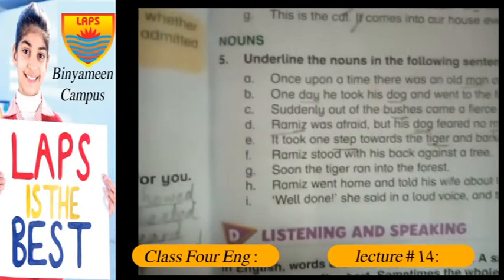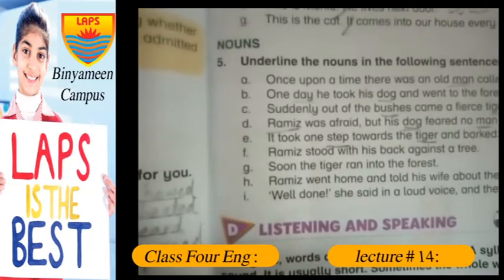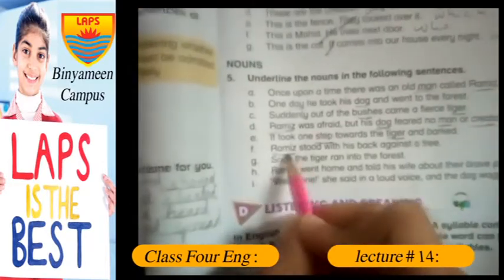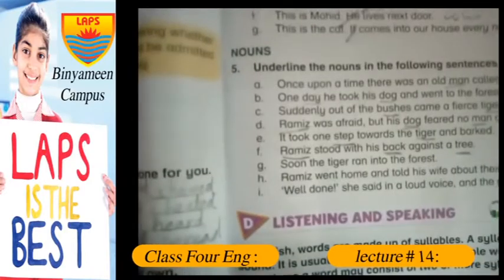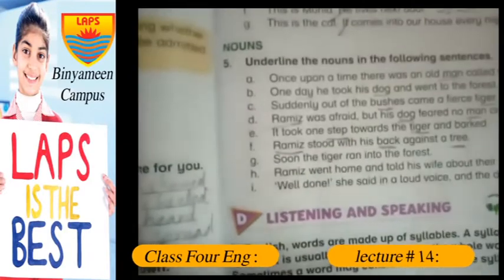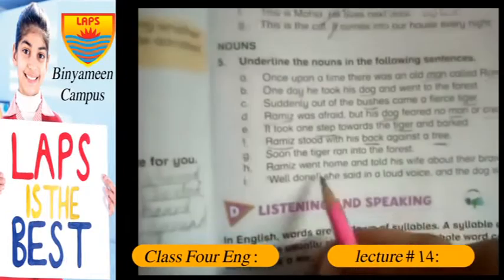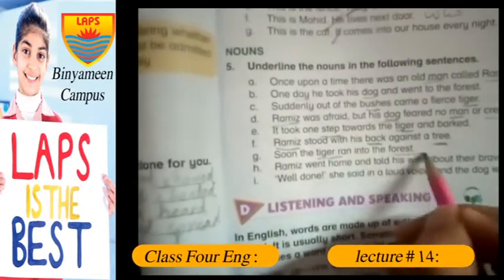And in the F part, Ramirez and his back against a tree. Ramirez, back and tree. And for the next part, soon the tiger ran into the forest, and for that, tiger and forest are nouns.